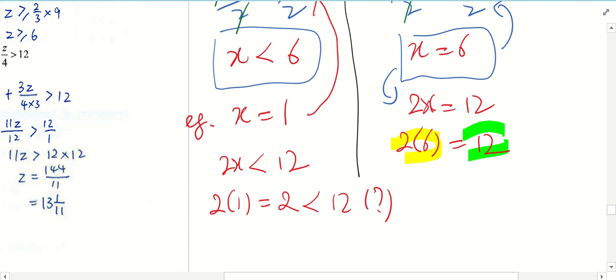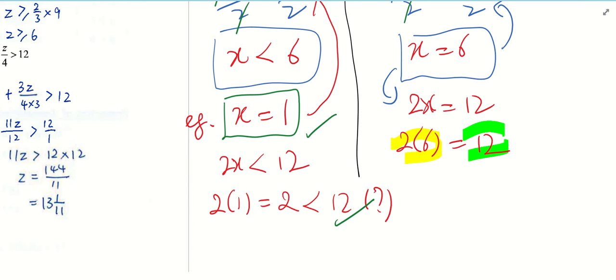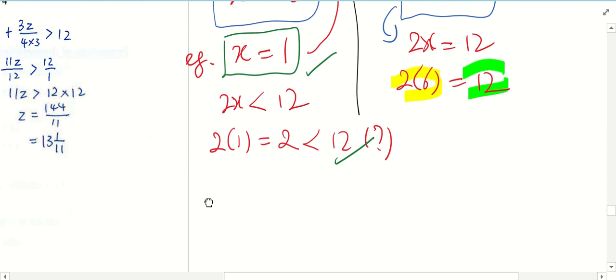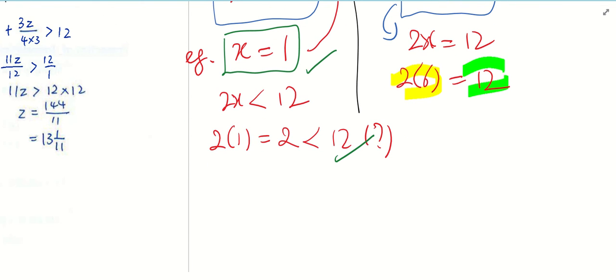Yes, the answer is yes. So this is true. That means x equals 1 will satisfy the inequality above, no problem. But what if I choose a number that is greater than 6? What will happen? Let's see.